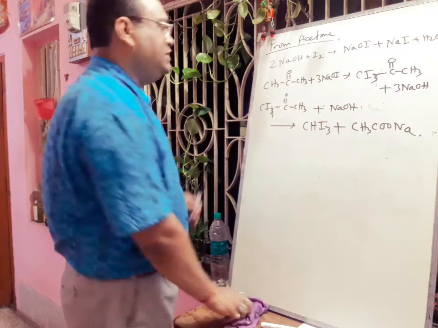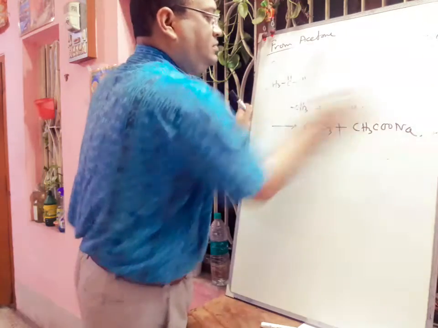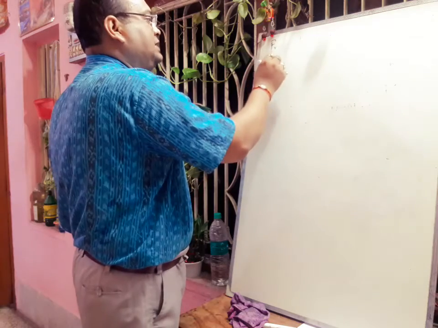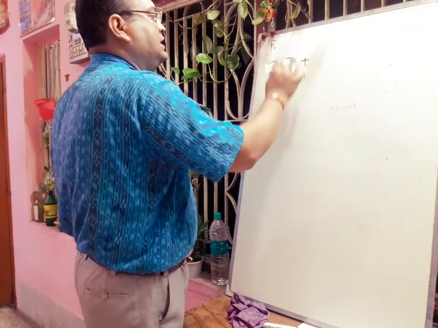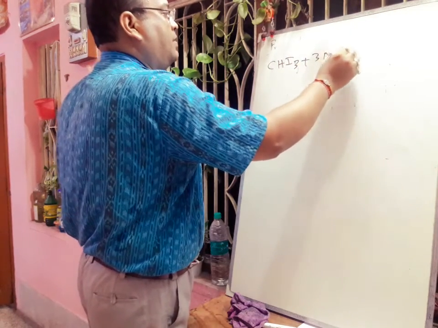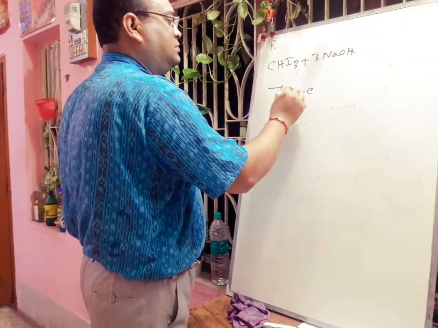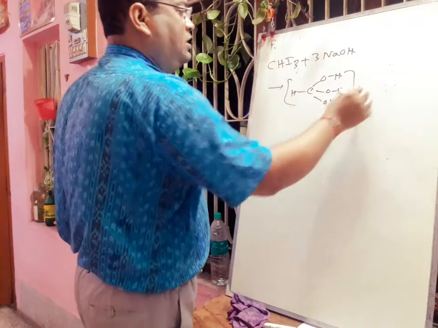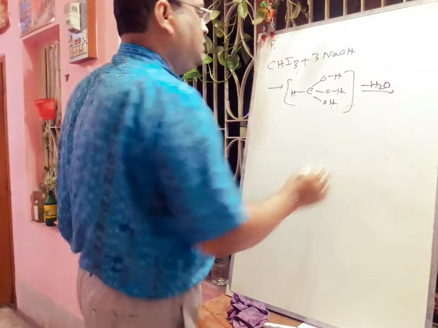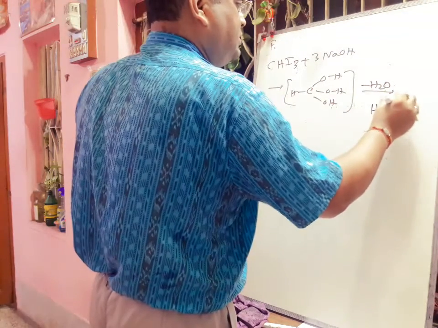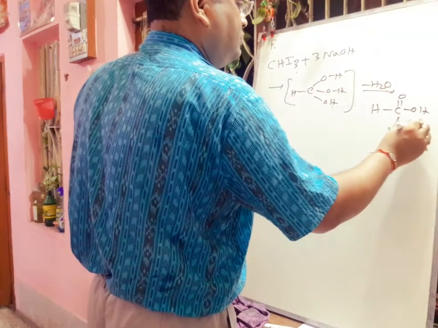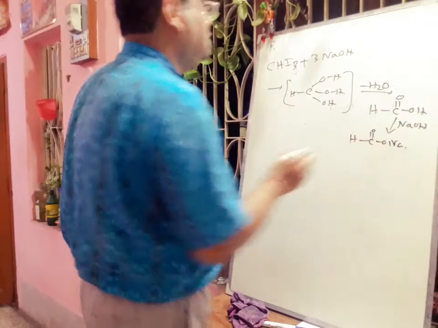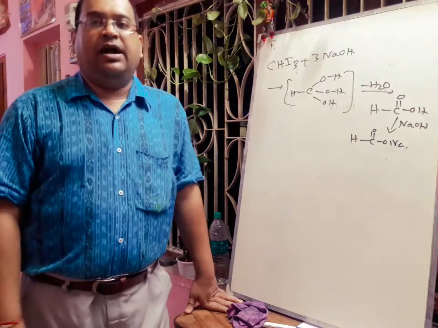Next we will discuss the chemical properties, starting with hydrolysis. If we take CHI3 plus 3 NaOH, that will form this type of unstable compound. Then it will liberate one water and form formic acid. Then again it will react with sodium hydroxide and form sodium formate. So this is the hydrolysis of iodoform.